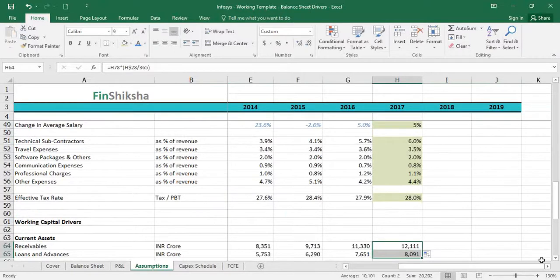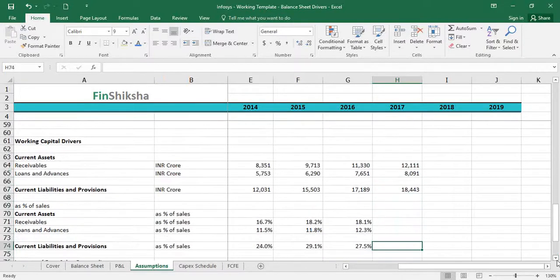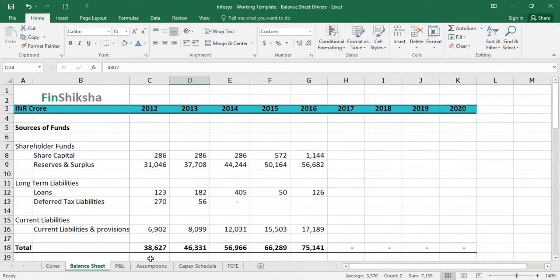That's my loans and advances number. And I can just copy this and paste that number here. And we'll get the number as the current liabilities numbers. Therein, we have projected broadly the working capital drivers as well. So we have projected CapEx, we projected assumptions for working capital. We are now ready to put in the numbers on the balance sheet.